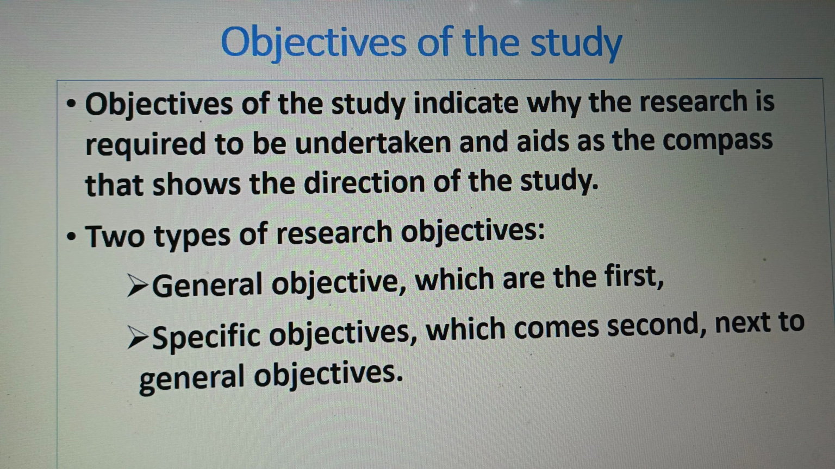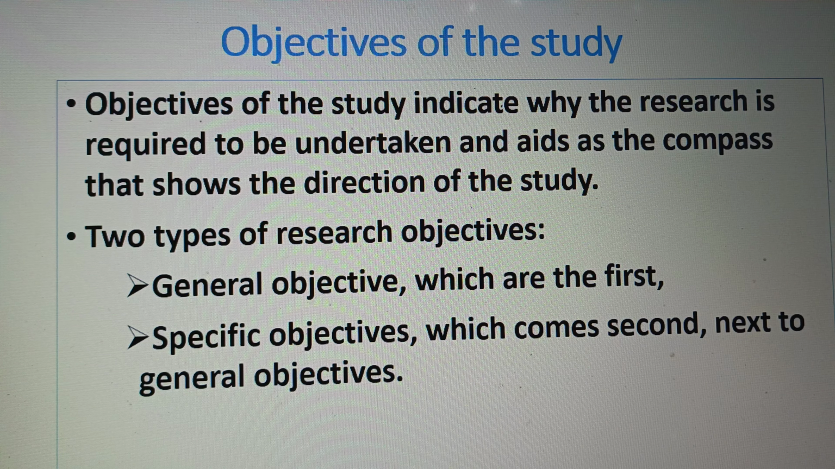Objectives of the study are the compass. We can say it is the compass that shows the direction of the study, and it indicates why the research is required to be undertaken. Hence, research objectives are a reflection of the basic research questions of the study. That means, if you know how to develop or write basic research questions, the objectives are the reflection of those. Research objectives have two categories.